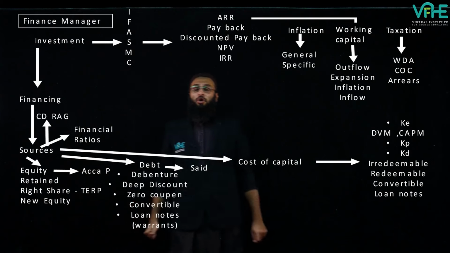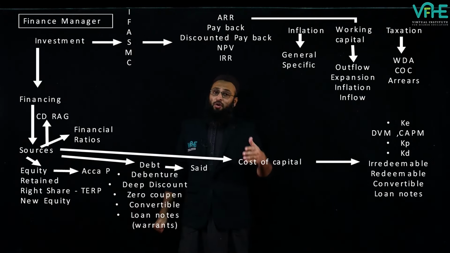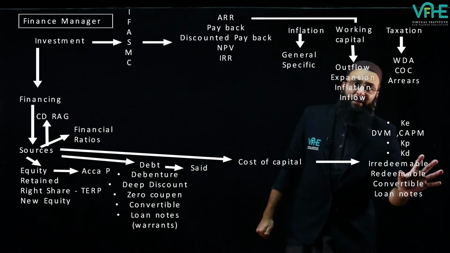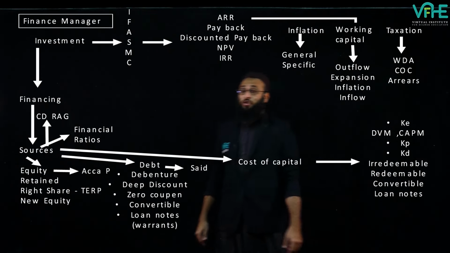So in the last year you use conversion or redemption, depending on which is the higher value, and you work out the IRR and KD. So once we have done the calculation of all sources of debt finance, it's time to work out the weighted average cost of capital.